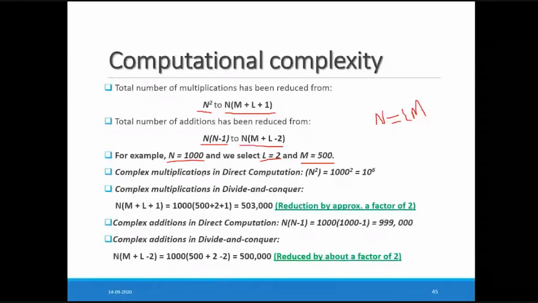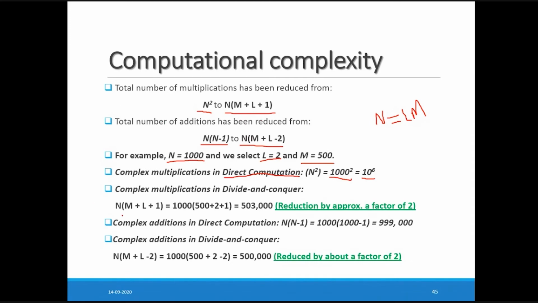Now we go for the calculation. Complex multiplication in direct computation: if you are taking direct computation, how many multiplications do you require? N square. So n square is nothing but 1000 raised to 2. Simply, you can say 10 raised to 6 multiplications you require when you go for direct computation.